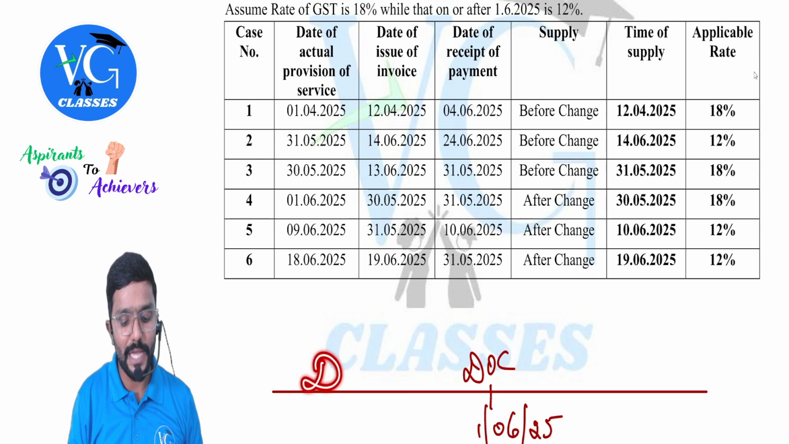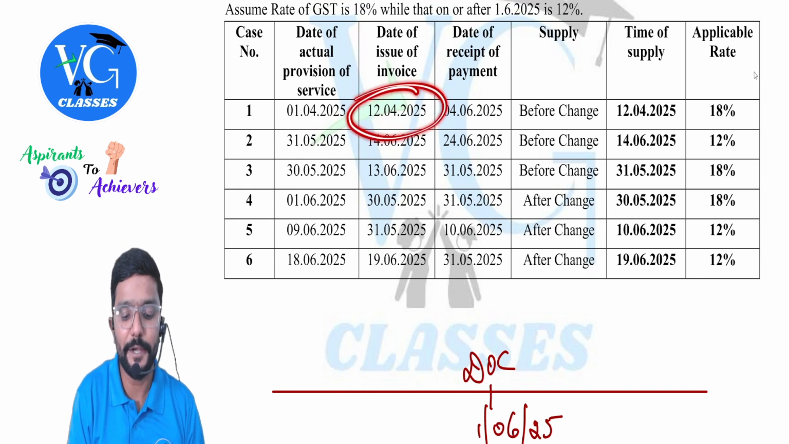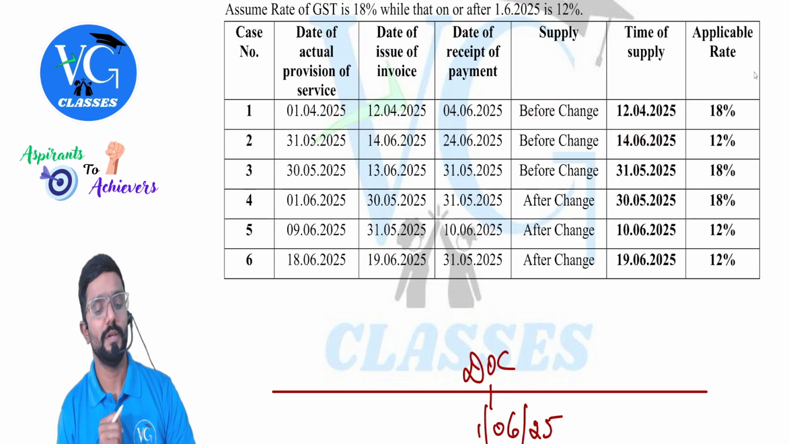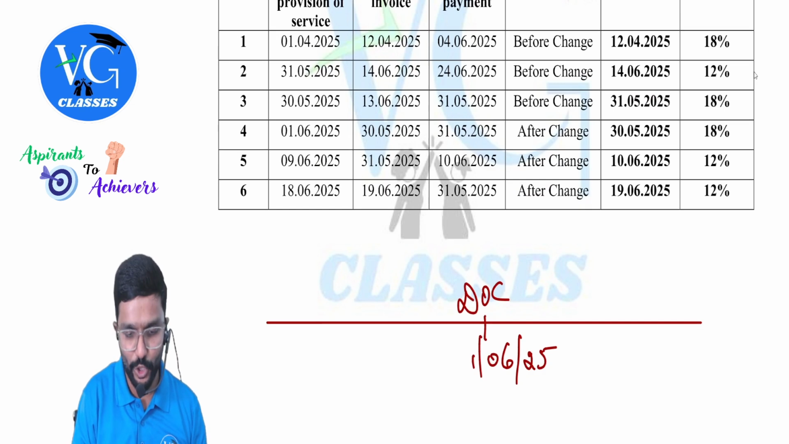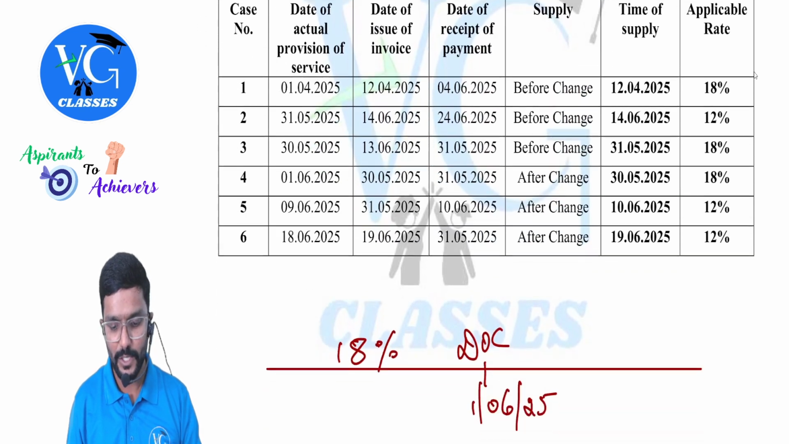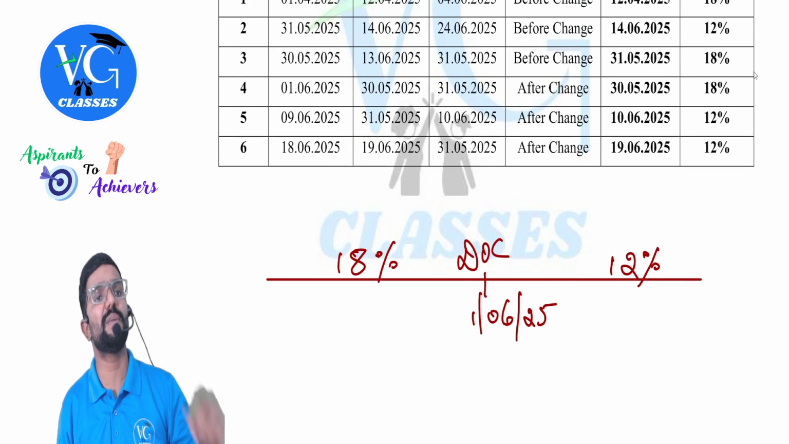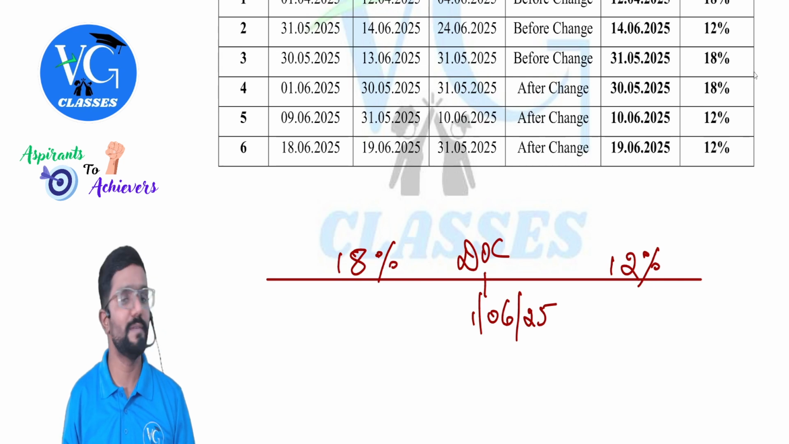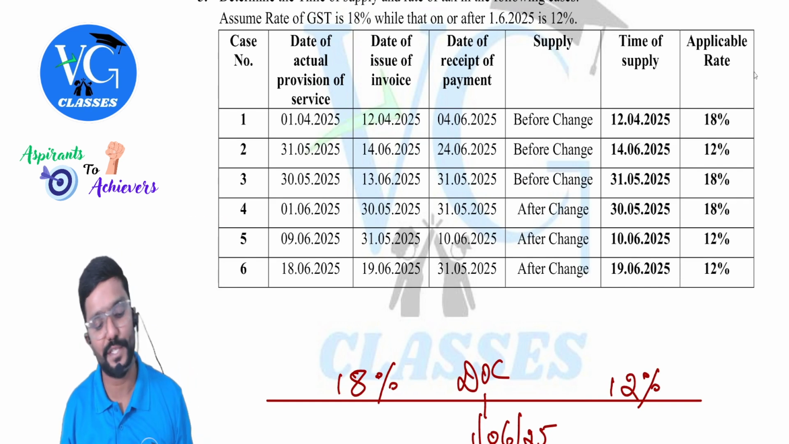So supply is on this side. On supply side, what is there? Date of invoice or date of payment? Date of invoice. So what would be the time of supply, guys? Date of invoice, which is 12th April. On 12th April, what was the rate? The old rate, 18%. Let me write that also. Here, the old rate was 18% and the new rate is 12%. What rate will be applicable? The rate whichever is prevalent on the date of time of supply, which is 18%. First case done.